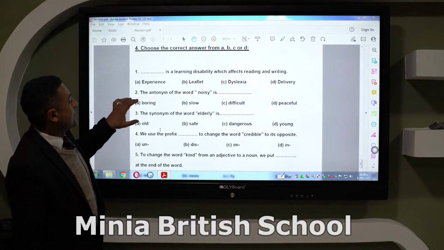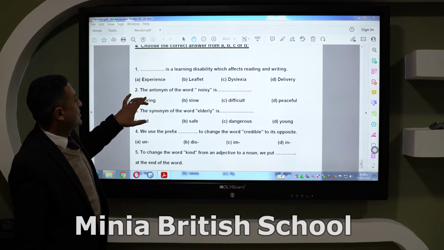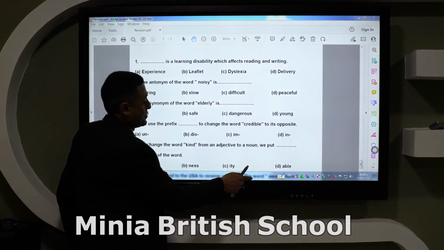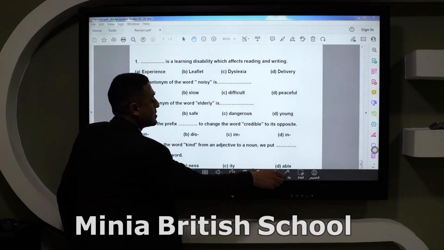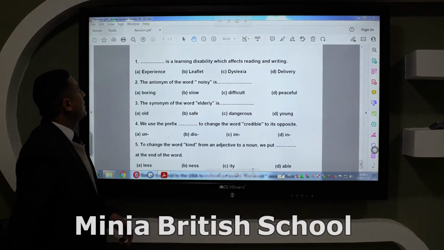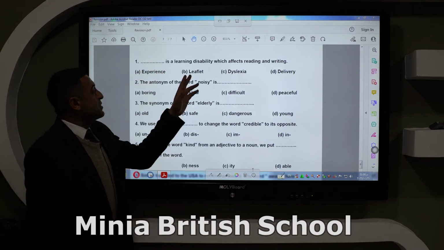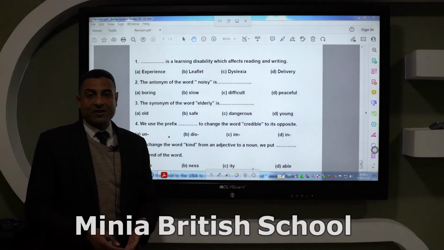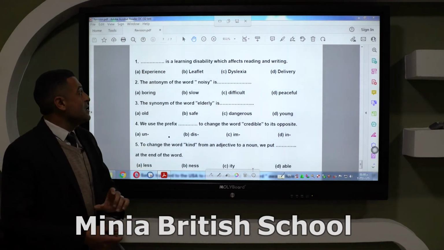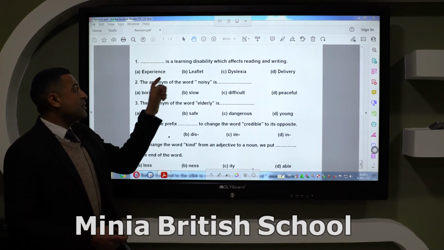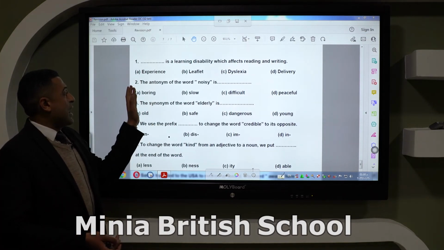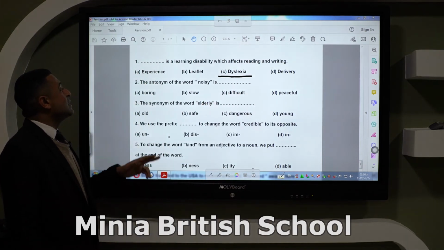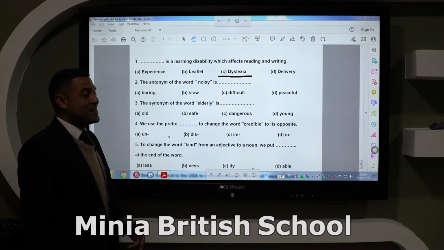Let's move to the other question, which is choose the correct answer. As you can see here, we have 5 sentences as well. Dyslexia is a learning disability which affects reading and writing. If someone has some difficulties in reading and writing, it's a kind of learning disability and is called dyslexia. It's called dyslexia.